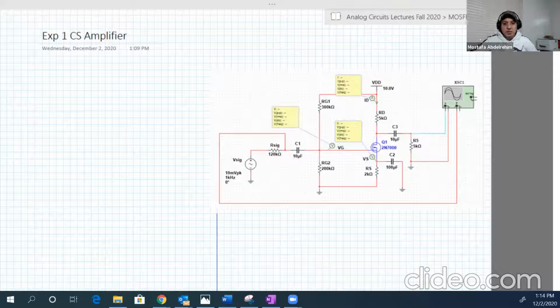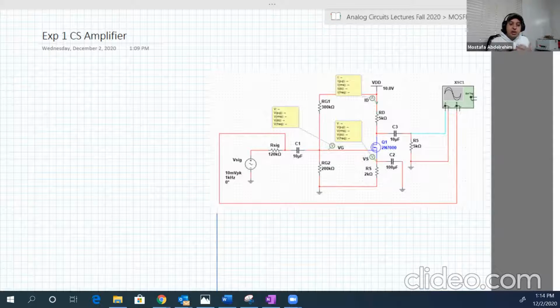Hello guys, welcome to our last lab, lab 10, in which we're gonna explore the NMOS amplifiers: common source, common gate, and common drain. This lab recording will be divided into 3 or 4 parts. In the first experiment, we're gonna explore the common source amplifier.